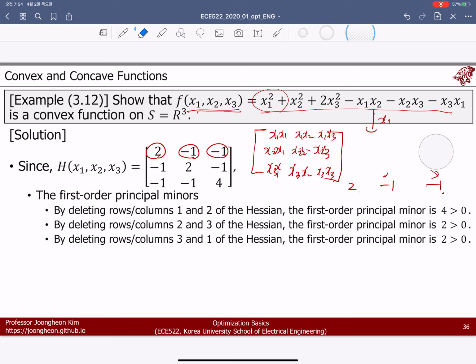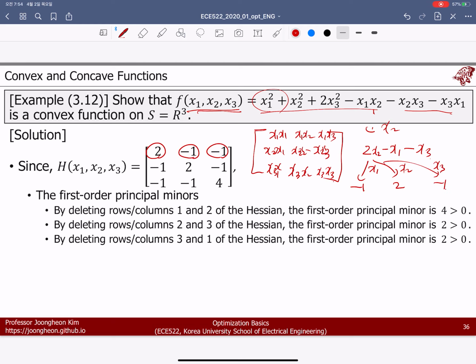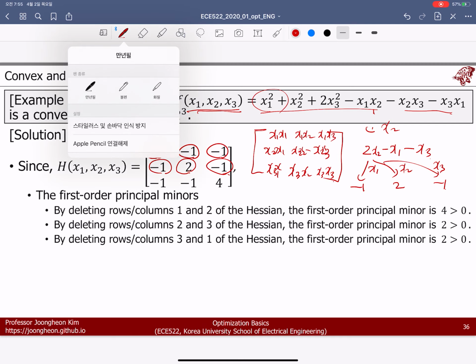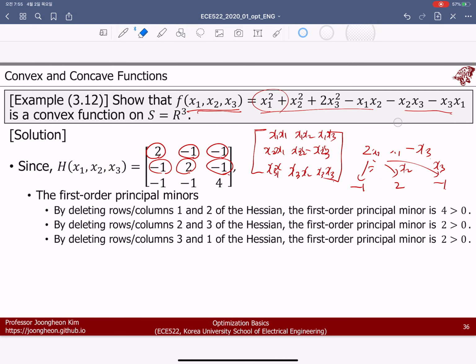And then let's go to the second one. Suppose that you take the derivative with respect to x2, then it becomes 2x2 minus x1 minus x3. Then when you take the derivative with respect to x1, it becomes minus 1. With respect to x2, it becomes 2. With respect to x3, it becomes minus 1. That's why it becomes minus 1, 2, minus 1. Okay. The last one, you want to do the calculation, the derivative with respect to x3 at first.